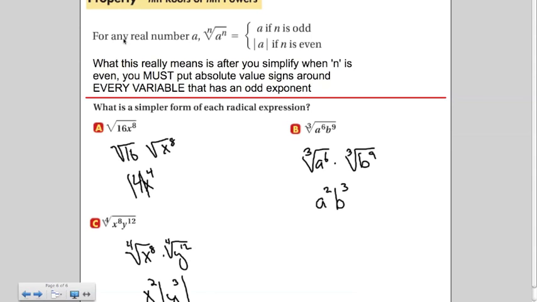So again, the key is to know that if your index is even, and after you simplify your result ends up to be an odd exponent, you have to throw the absolute values around it. You'll see that more as we do more examples.